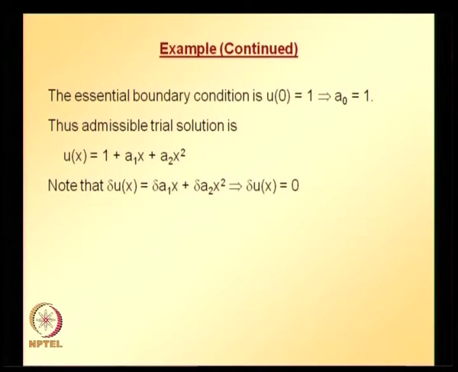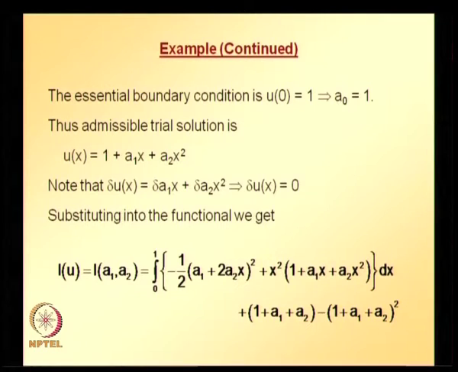And before you proceed further, you can check something. Earlier, to get the equivalent functional, we cancelled out the term variation of u evaluated at x is equal to 0 is 0. To check whether what we did is correct, now that you have the admissible trial solution, you take the variation of it and substitute x is equal to 0, then you get variation of u evaluated at x is equal to 0 is 0. Okay. So, that is how you can verify.